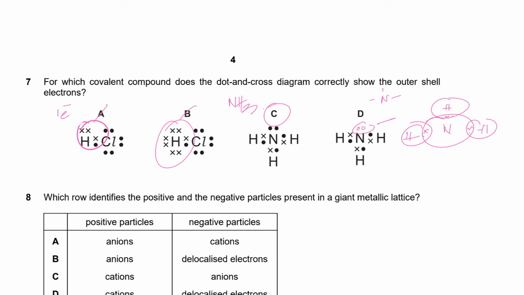You could also show it like this, but realize that after nitrogen shares 1 here, 1 here, 1 here, 2 are still left because it's in group 5. It has 5 outermost electrons.